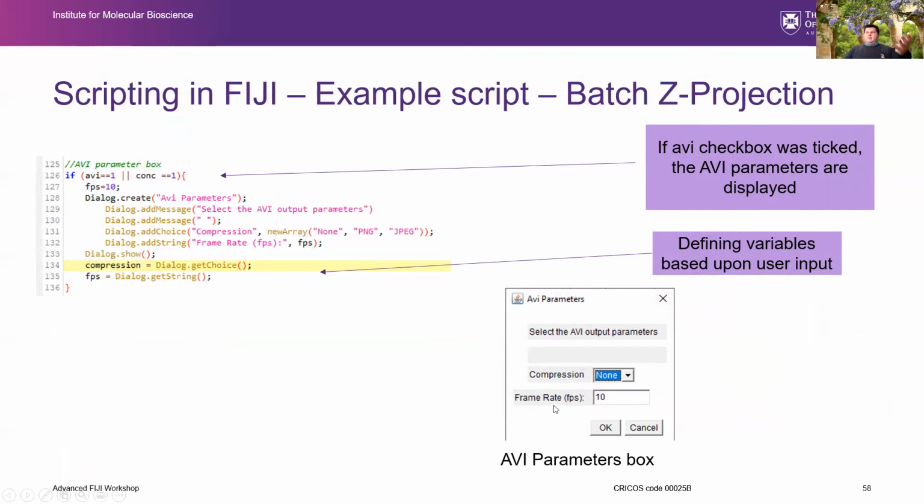So the AVI parameters saving box will ask you what type of compression you want to use and what frame rate you want to use. So it has to have some variable here. So the frames per second is just set to 10, and the dialog box asks, well, what's the string? What's the frame rate in FPS? It then scrapes that information back into a variable so that we can refer to that later on.